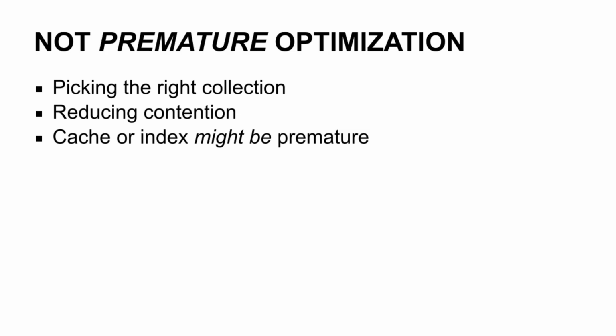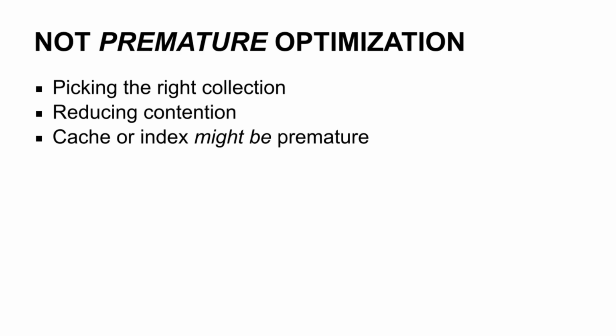It's not premature optimization to pick the right type of collection. That is, to pick a hash map whenever it's appropriate, or an array list where it's appropriate. So it's not wrong to pick an array list instead of a linked list, or to pick a concurrent collection where you need to reduce contention. But it might be wrong to add a cache or some types of index prematurely. Those things have setup cost, and if they're not working, they're not worth having.